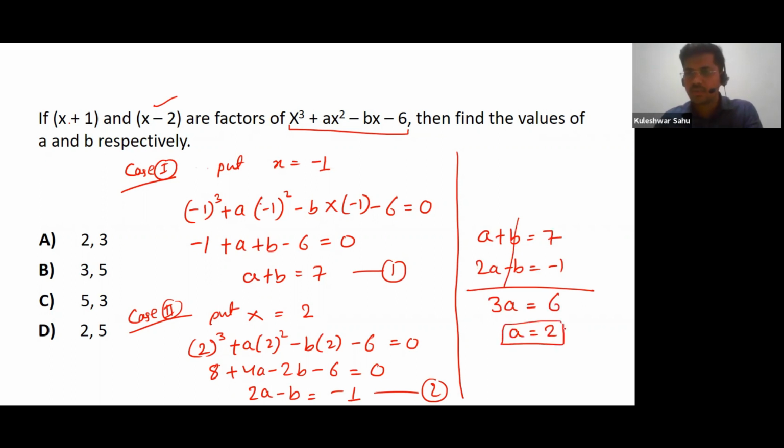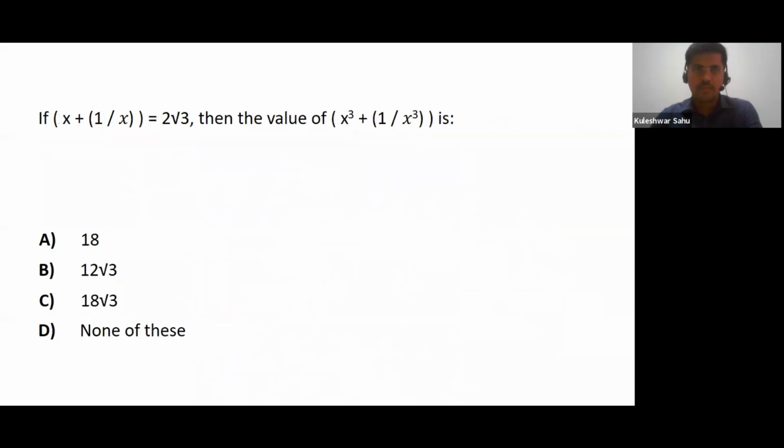Once you got a is equal to 2, put the value of 2 in any of the equations. You will get 2 plus b is equal to 7, so b will be equal to 5. Hence, the values of a and b are 2 and 5 respectively. Let's move to the next question.